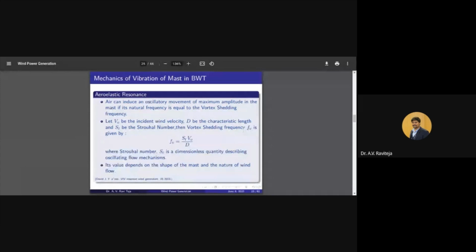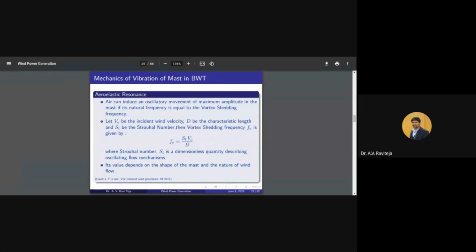What is this vortex shedding frequency? If the wind hits at this frequency, then the vibration will be maximum. It will be at resonance. At resonance, I will always have a higher amount of mechanical vibration that will come out of the turbine.